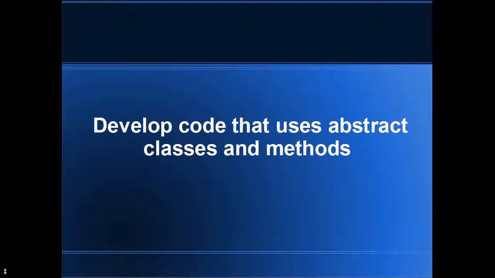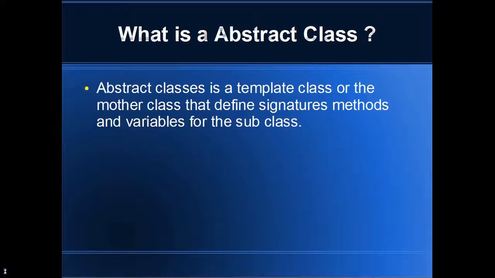So right now we're going to develop code that uses abstract classes and methods. What's an abstract class? If you took the first certification, OCA 8, it covers abstract classes. There are probably going to be 2 questions on the certification on abstract classes. But let's cover it. An abstract class is a template class or the mother class that defines signature methods or variables.